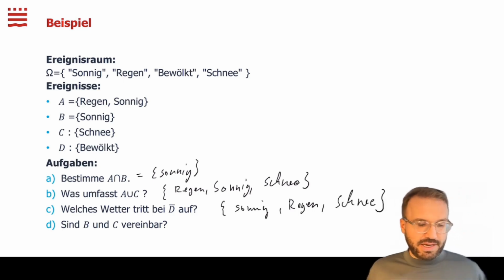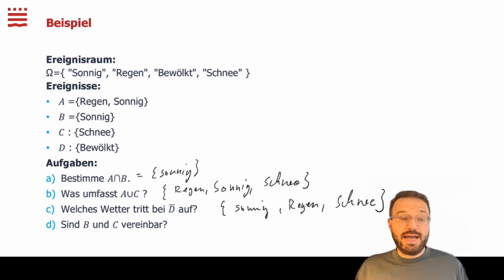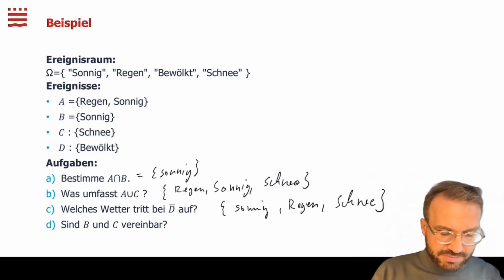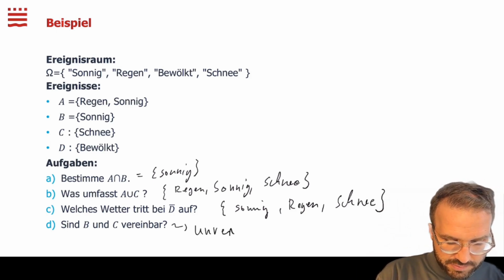And are B and C compatible? This means that B and C have a common outcome, so they can occur simultaneously, which indicates that they have an intersection that is not empty. Event B is sunny, event C is snow. The intersection is the empty set. Thus, they are incompatible.